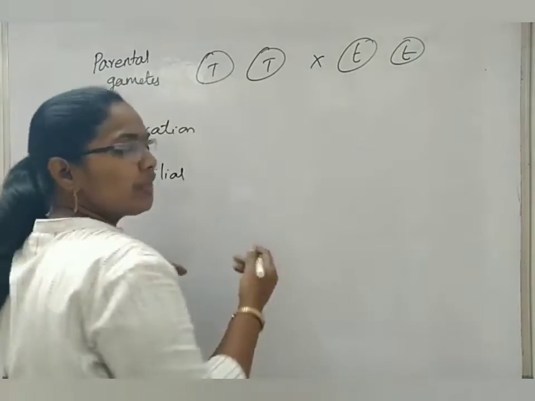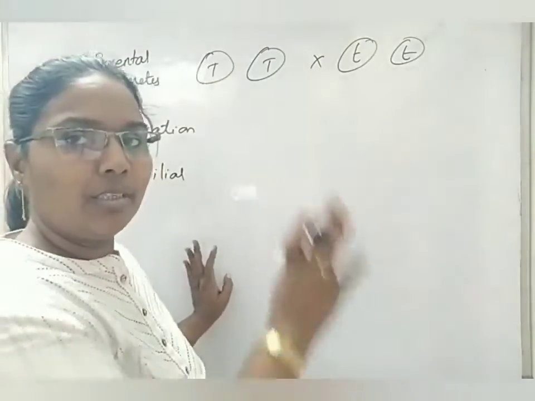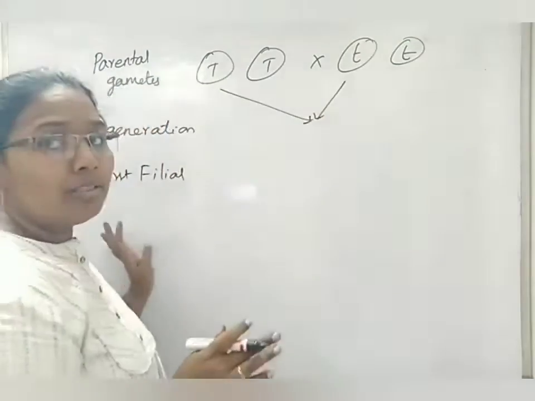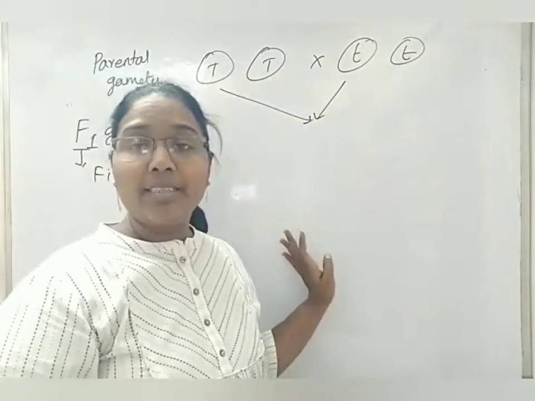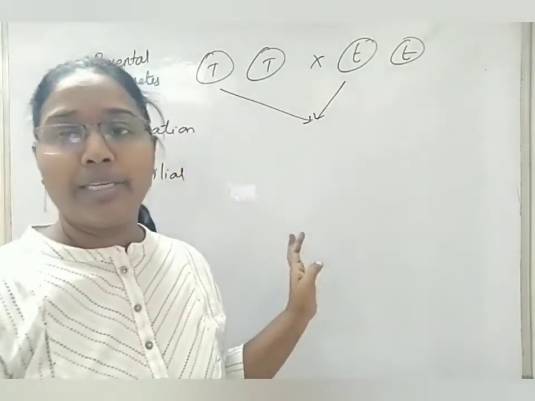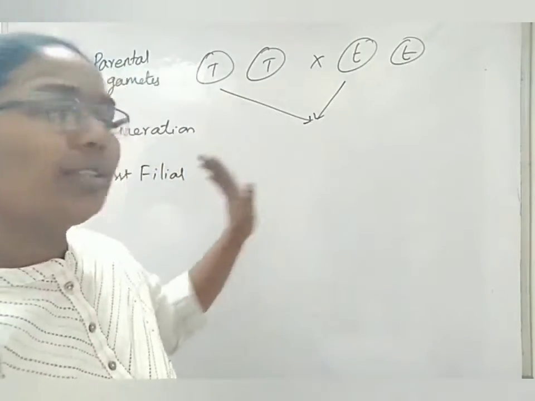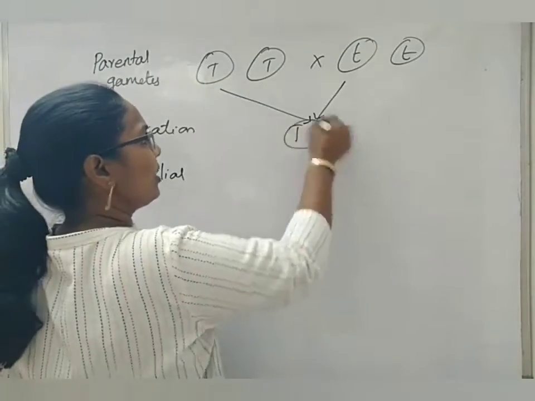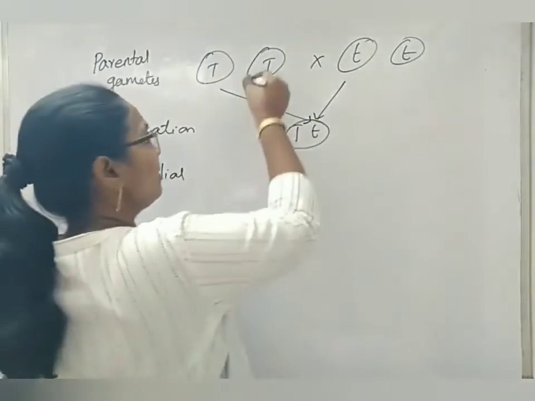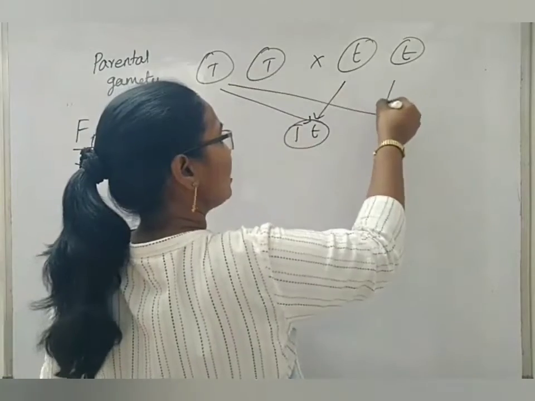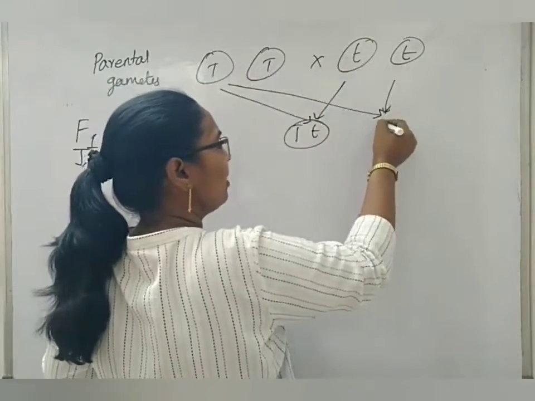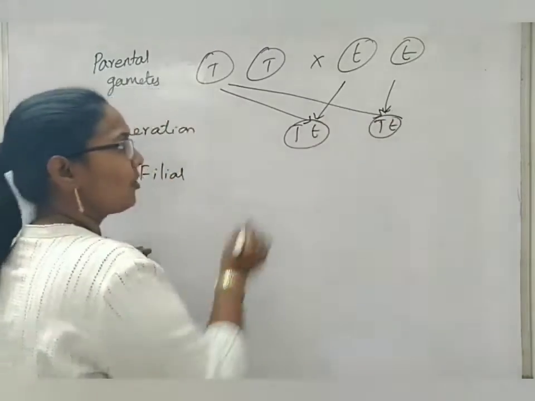Now we are crossing. Just before drawing the Punnett square, I will draw the other mode of crossing method, which most of the students who have read this chapter and who are thorough in monohybrid and dihybrid crosses already know. We are getting heterozygous form of offspring. Now there is a possibility of crossing between this gamete and this one. Again, we are getting the heterozygous form of offspring.